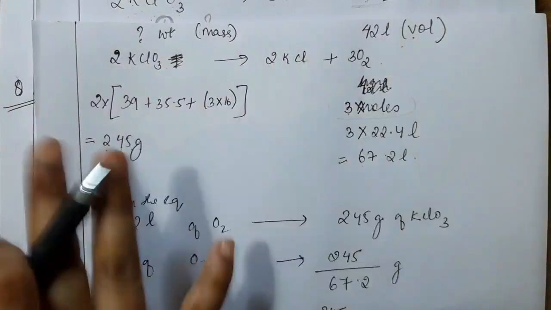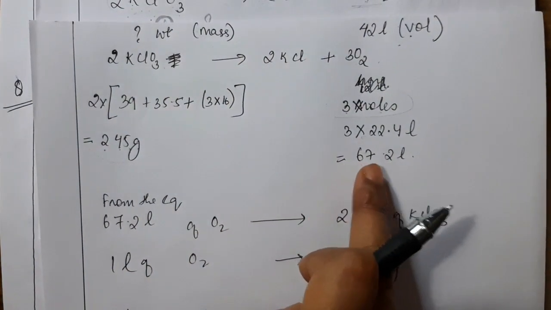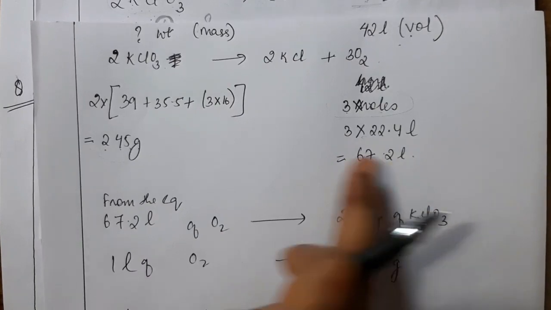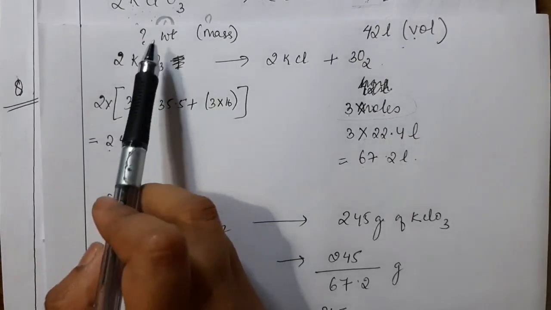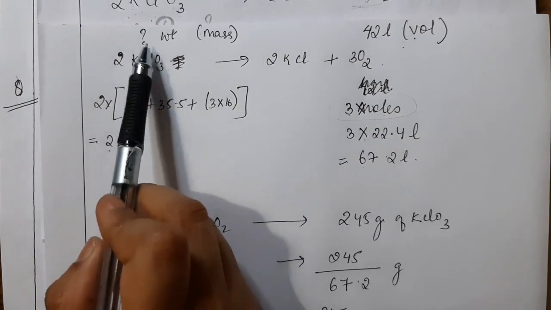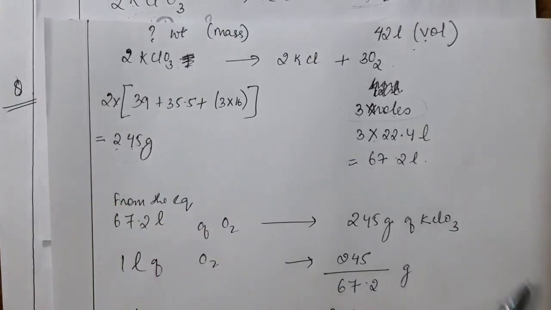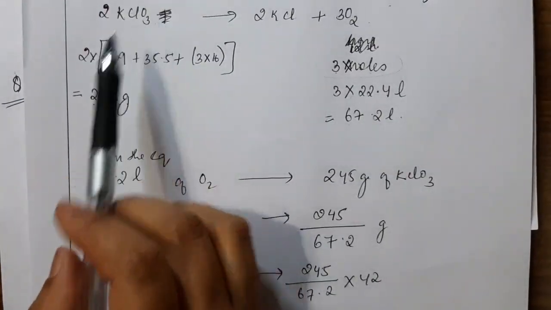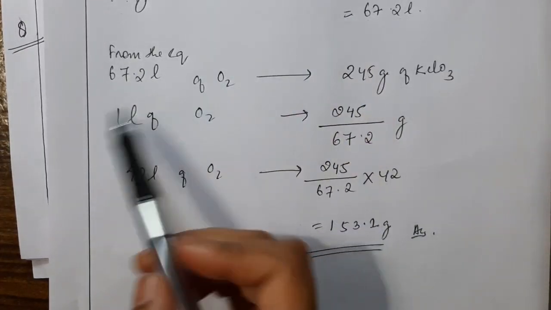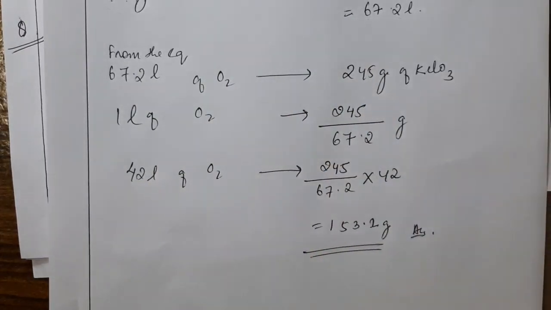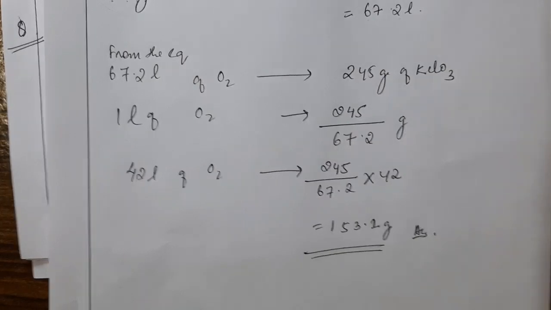So from the equation we got 67.2 liters will give you this amount of KClO3. So from there, can we find out the weight of KClO3? Yes. So we are finding this, so we'll put it on the right hand side. So we get 67.2. From here you know how to do it. And there are more examples in the book. Please go through the solved questions given in the book. Numerical questions.